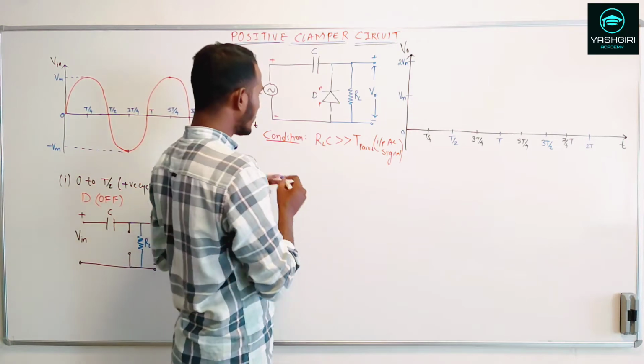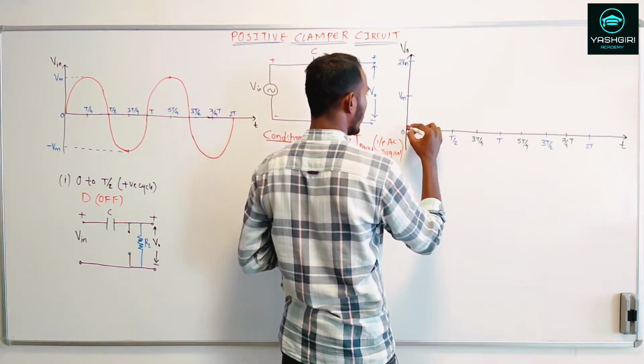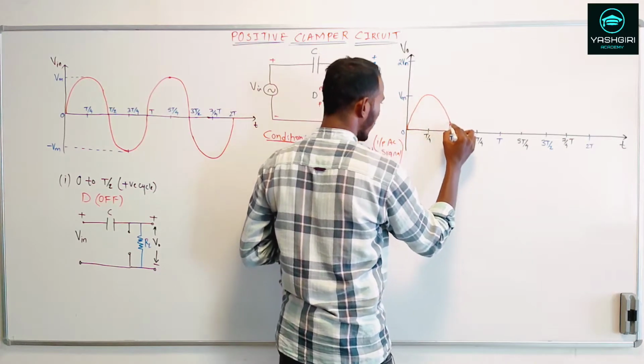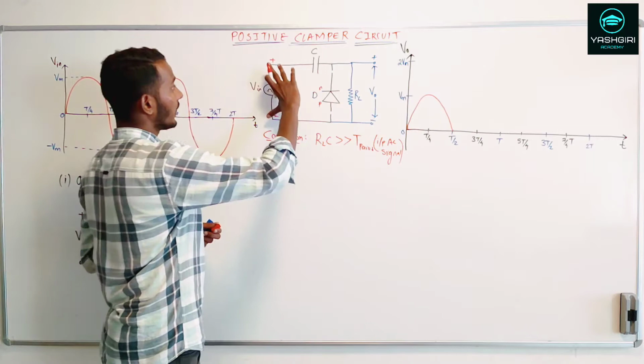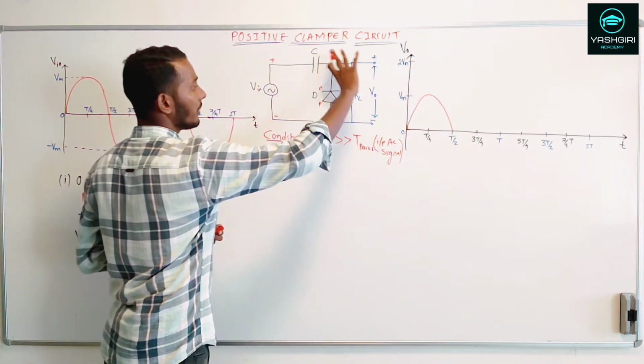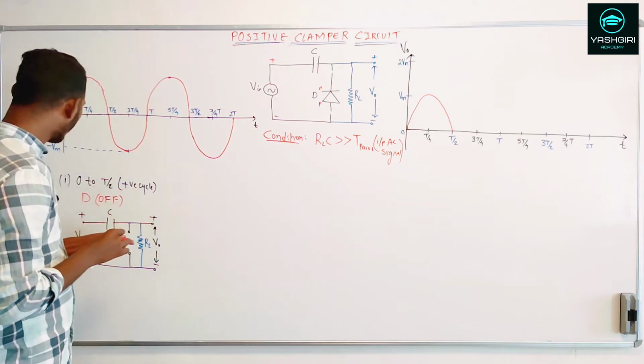During this time period, what we observe is that the output follows the input. The capacitor is not fully charged; it has started charging through this load RL. So the input will be available at the output. That's the first positive cycle.